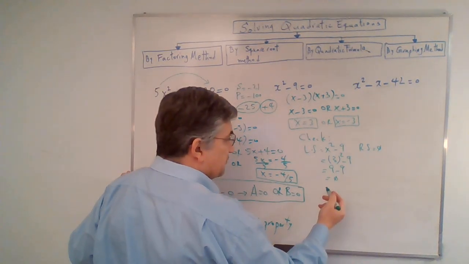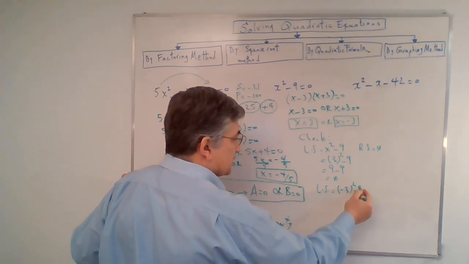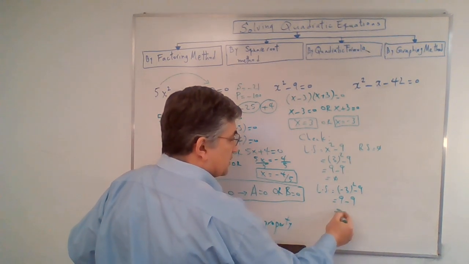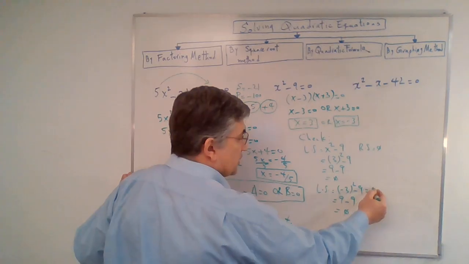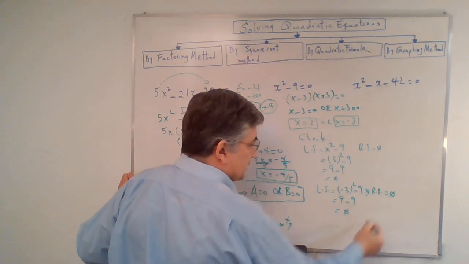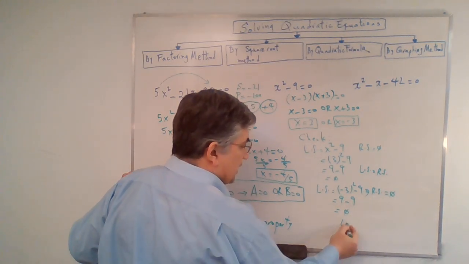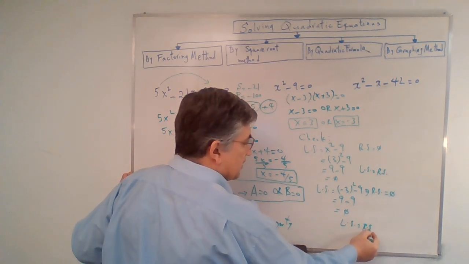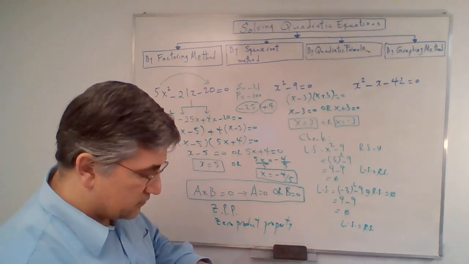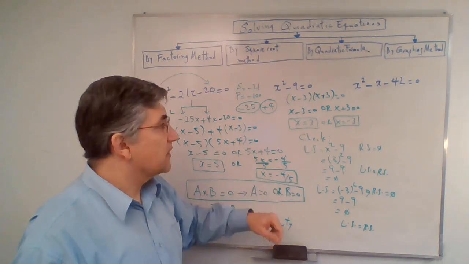If I plug in negative 3, it will be negative 3 squared minus 9. Once again, it's going to be 9 minus 9, 0, which again satisfies the right side. So here we got left side equals right side, and here again left side equals right side. So our answers, 3 and negative 3, are correct.